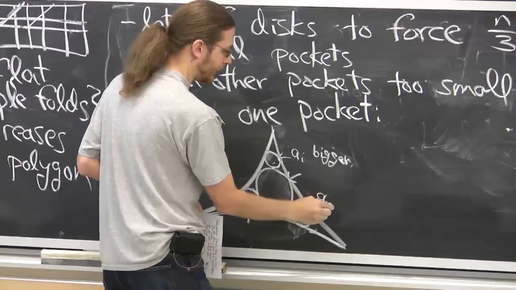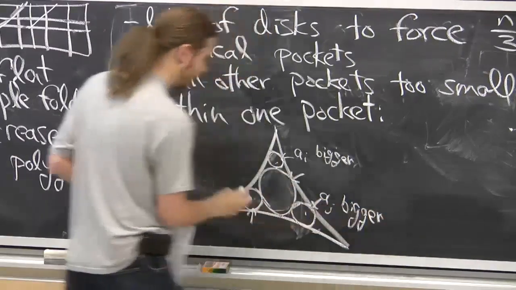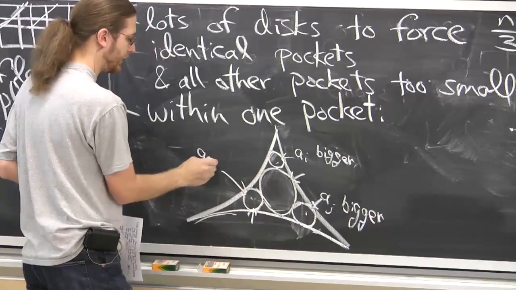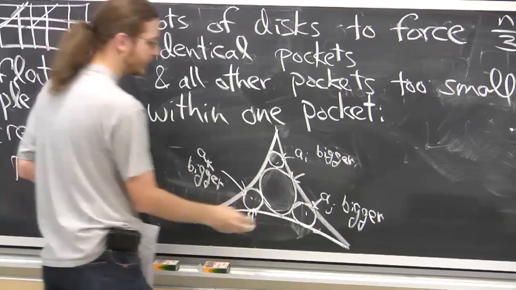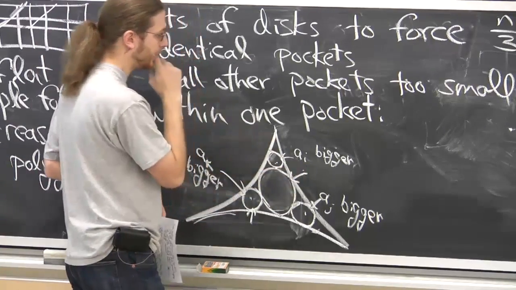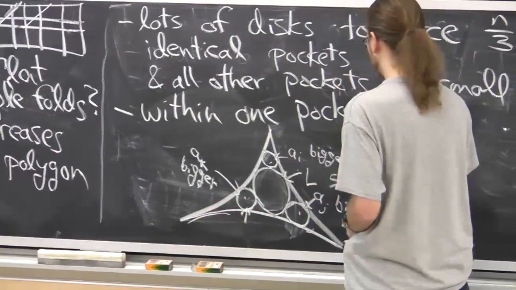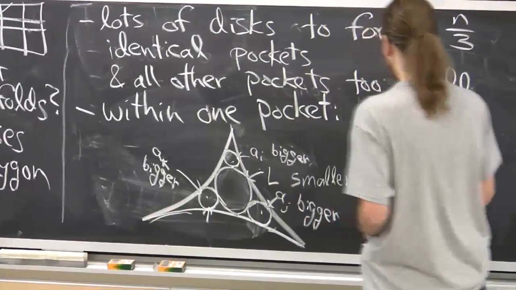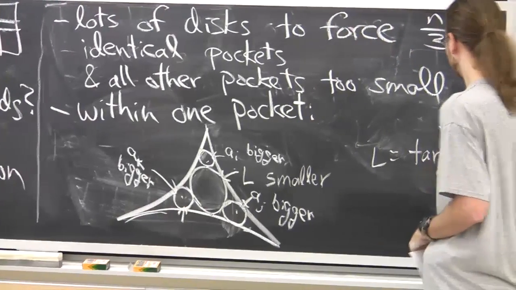I'm going to make this one AJ bigger. And I'm going to make this one AK bigger. And this one, what did I call it? L? Smaller. So L is the target sum for a triple.